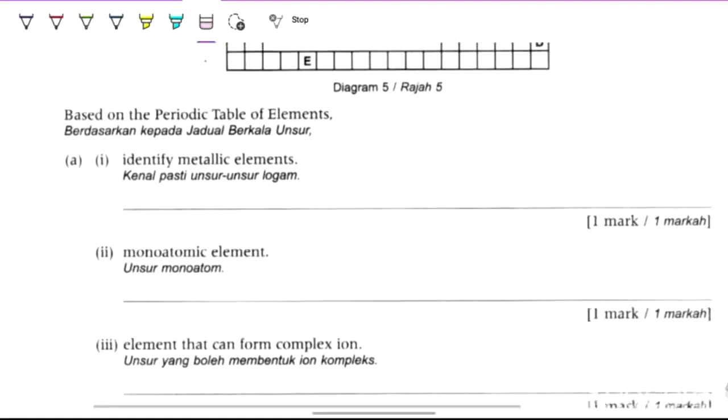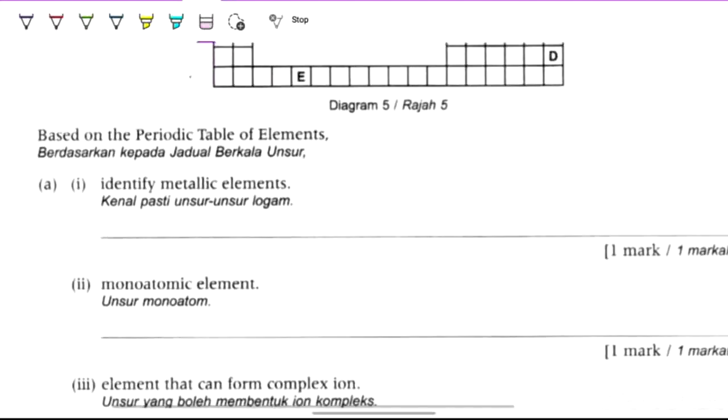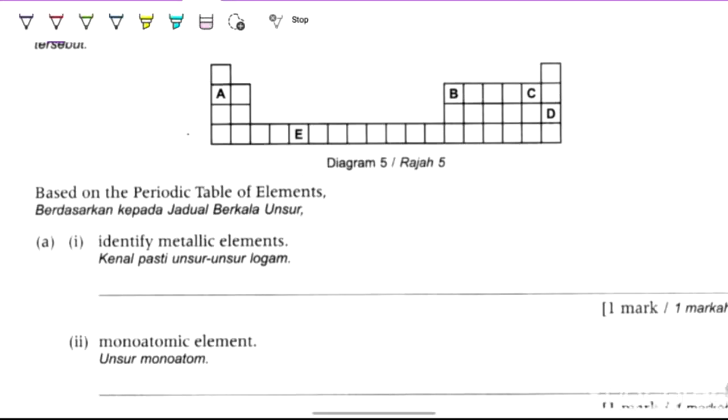Based on the periodic table of elements, identify the metallic elements. If we look into the metallic elements here, the metals will be group 1. So group 1 is A. Beside group 1, the transition elements are also metals, so E also. Beside that, B also, because B is aluminum. So you have three answers here: the metals are A, B and E.